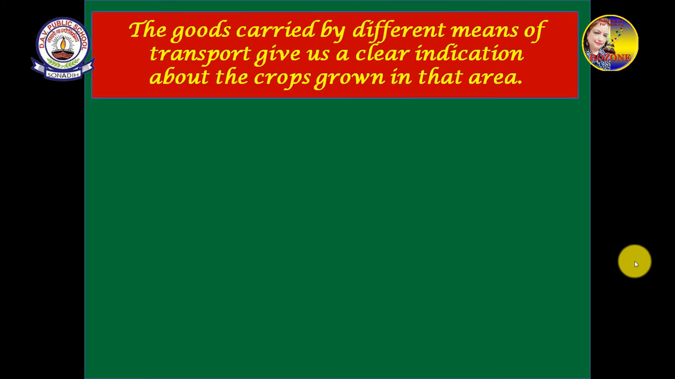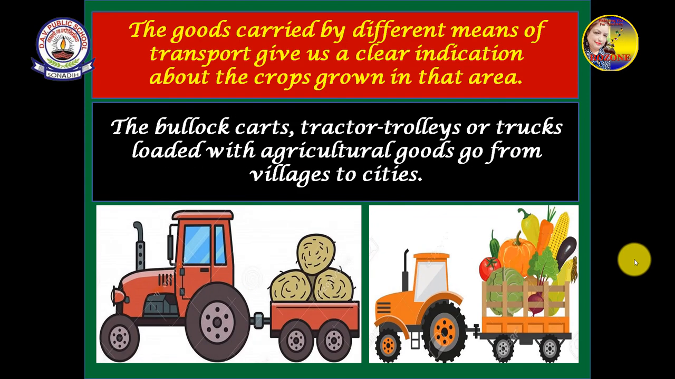So the goods carried by different means of transport give us a clear indication about the crops grown in that area. When we see that some particular farm goods are being transported, you will be able to understand that there is something nearby which the people are very eager to sell in the factories to earn money. So the bullock carts, tractor trolleys or trucks loaded with agricultural goods go from villages to cities.